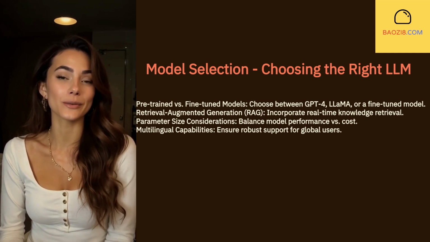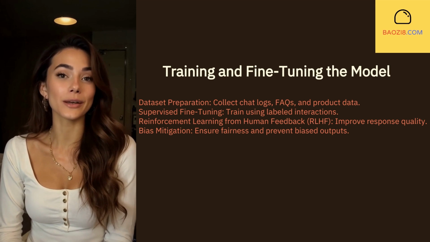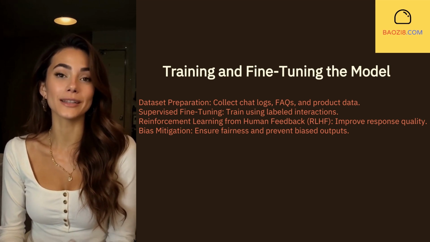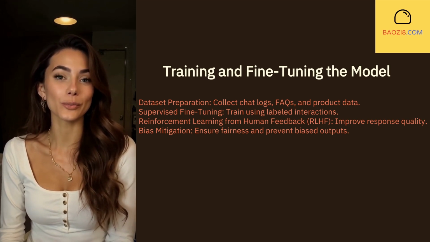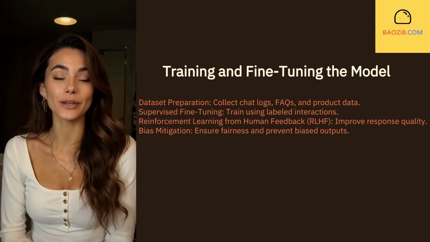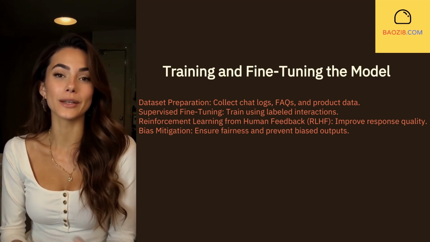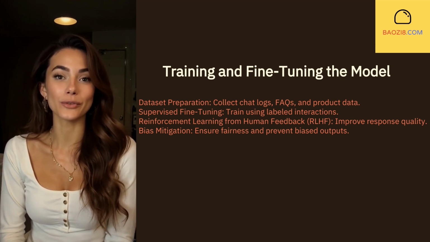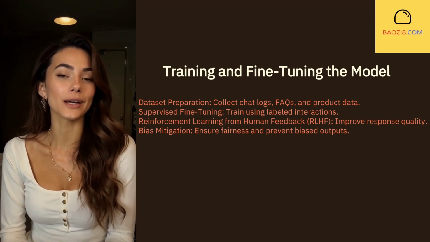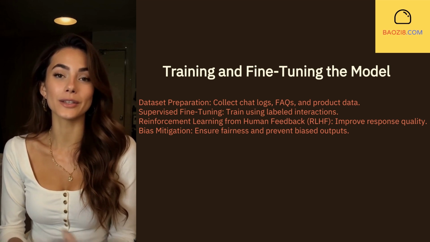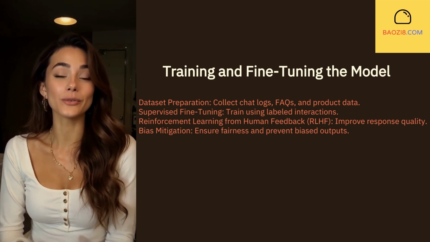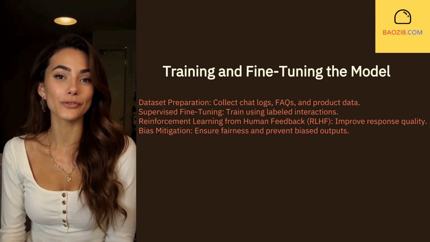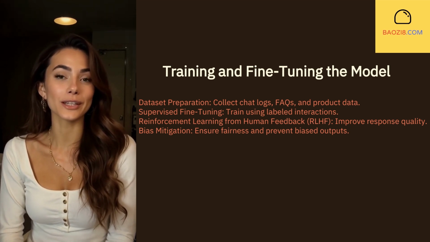for different regions. To fine-tune the model effectively, we must first curate a high-quality dataset that includes customer interactions, FAQs, and product descriptions. Supervised fine-tuning involves training the model with labeled data, ensuring it understands common customer support scenarios. Beyond supervised learning, reinforcement learning from human feedback, RLHF, can be used to refine the chatbot's ability to prioritize helpful, accurate, and non-toxic responses. Human raters provide reward signals, guiding the model to favor responses that align with customer expectations.